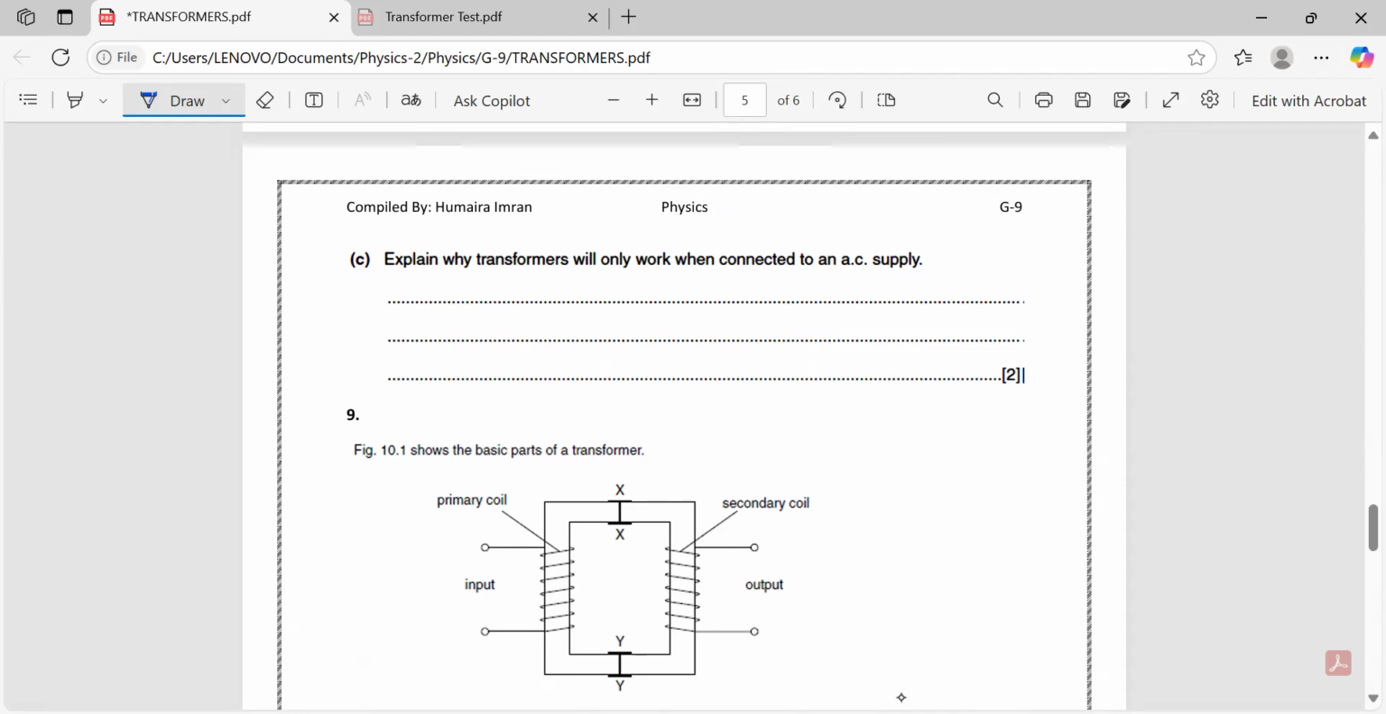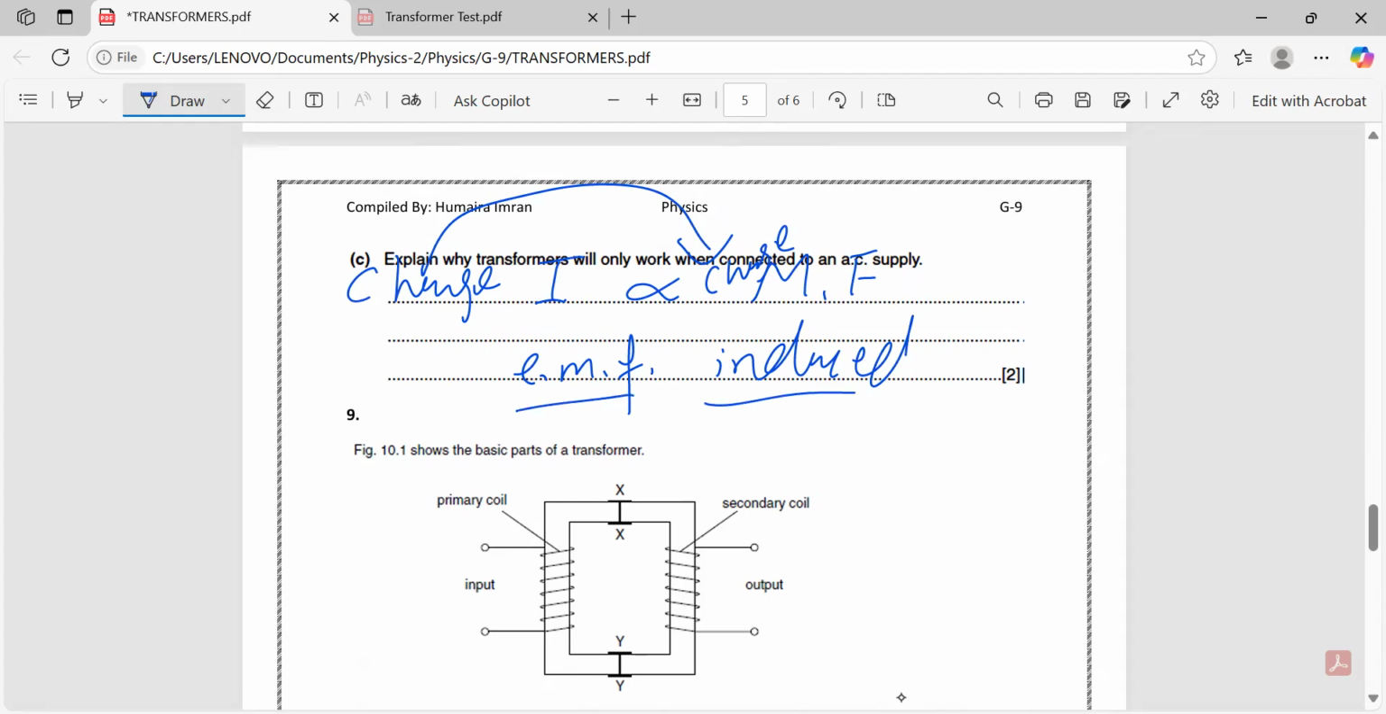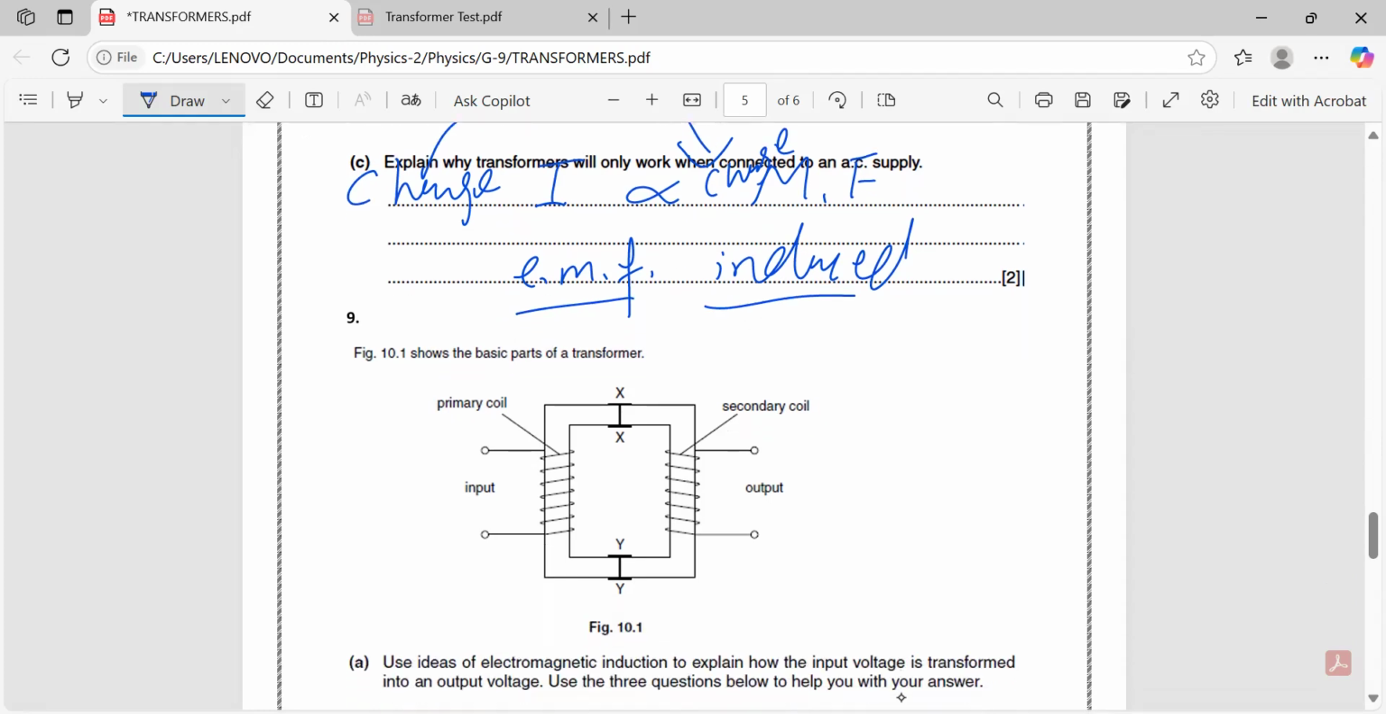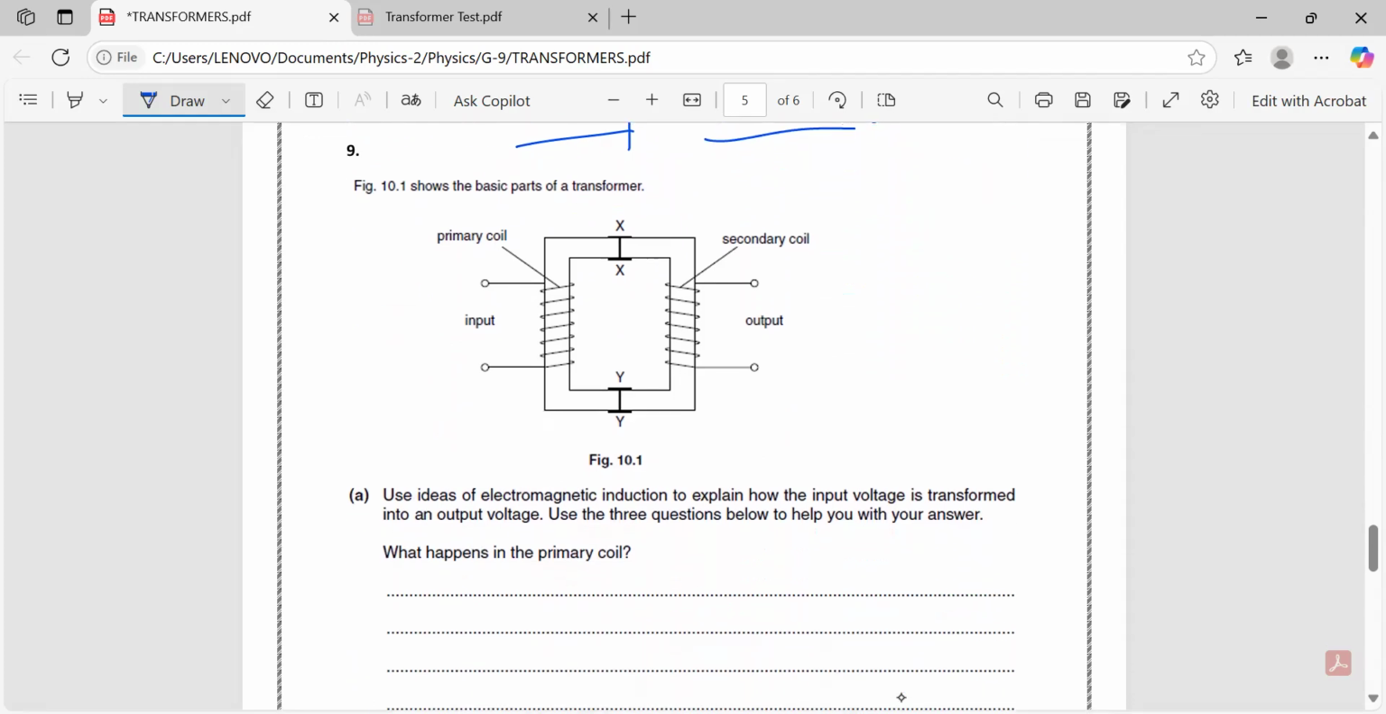So a very important thing is that you know that change in magnetic field lines is needed, as magnetic field and current are directly proportional to each other. So if there is a change here in the current, it will also create a change in the magnetic field lines here, which in turn will cause the EMF to be induced. And in a transformer, EMF is induced in the secondary coil. So please mention that as well in the question.